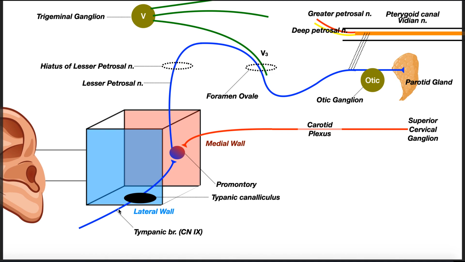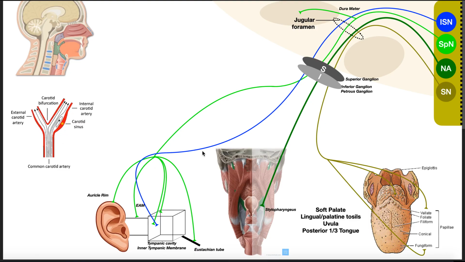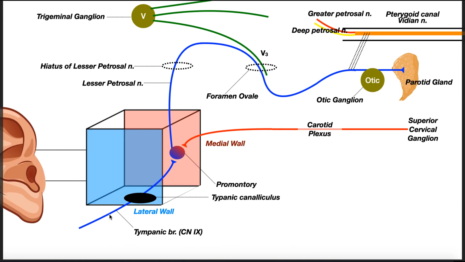Now these blue nerve fibers right here are the same nerve fibers that we saw on the previous slide that are headed towards the tympanic cavity. And they're going to enter the tympanic cavity through this hole in the inferior wall. And this hole is called the tympanic canaliculus. And so this branch, which is specifically called the tympanic branch of the glossopharyngeal nerve, moves through the tympanic canaliculus into the tympanic cavity, and then it goes to innervate a structure here on the medial wall called the promontory, or the tympanic promontory.